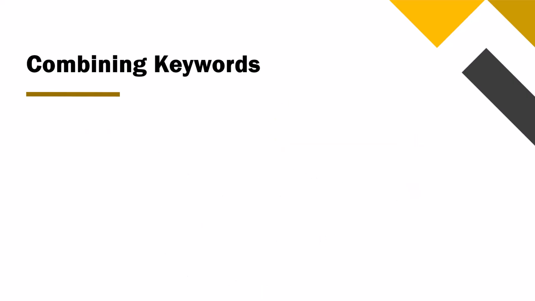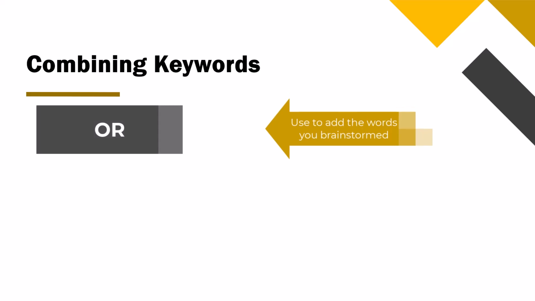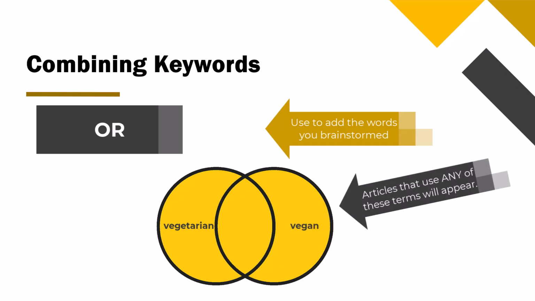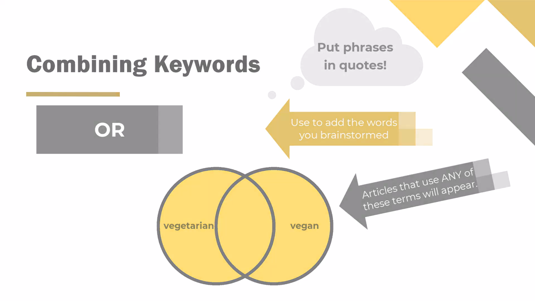Then she can add the terms she brainstormed using the word or. Or tells the database to bring up sources that use any of her terms. For example, vegetarian or vegan. When Harriet combines her terms, she should put any keyword phrases in quotes to find sources that use the full phrase she wants. Here's what that will look like when we put everything together.